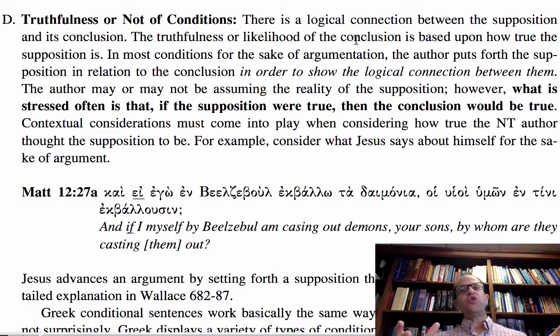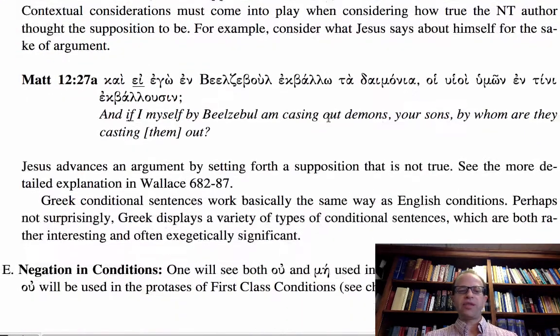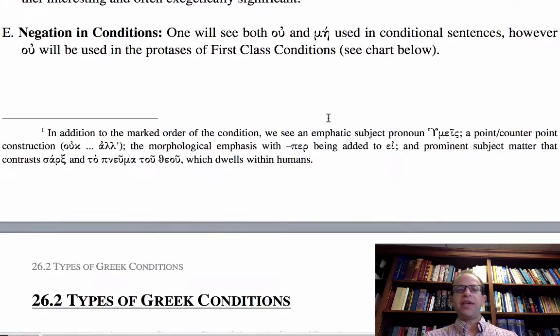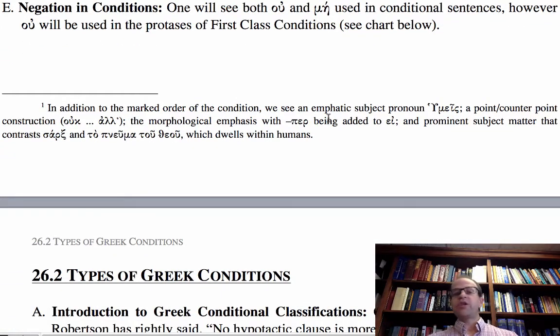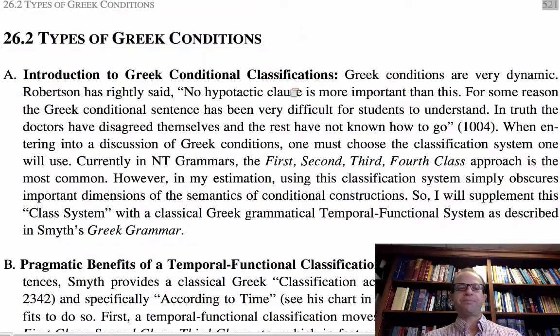Typically, we can assume that a condition is being presented as true for the sake of argument, but the actual truth claim would need to be investigated on its own terms, as in this case from Matthew 12:27. To negate conditional statements, you use both ou and me, depending on the construction, so you'll have to notice that in the constructions as they're presented.